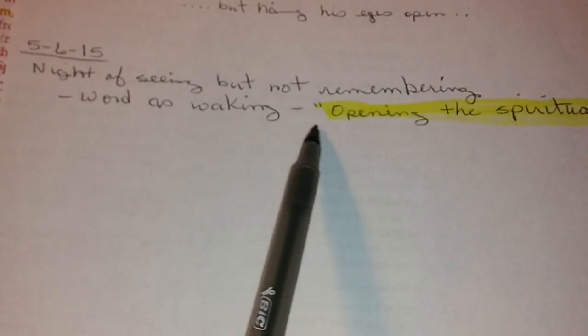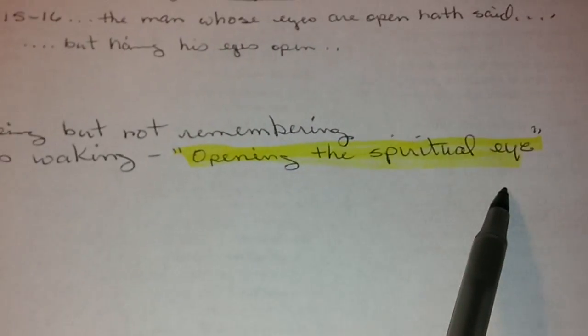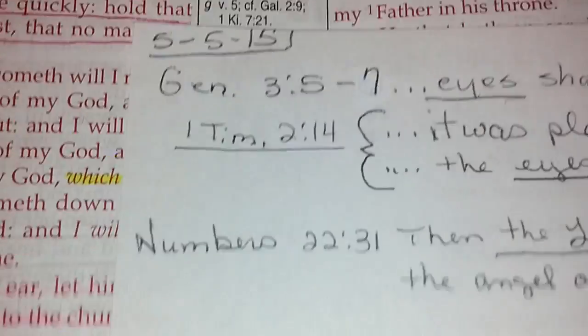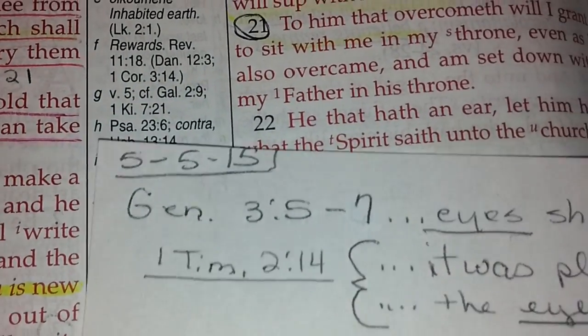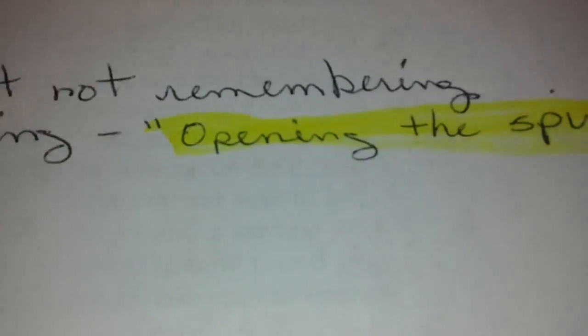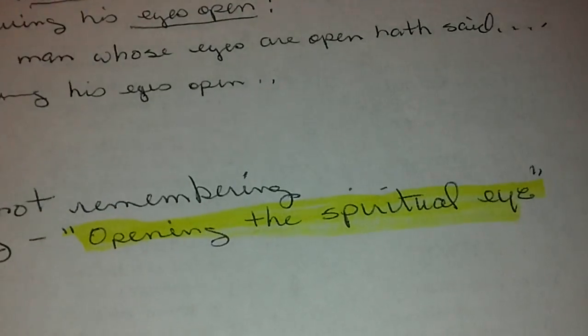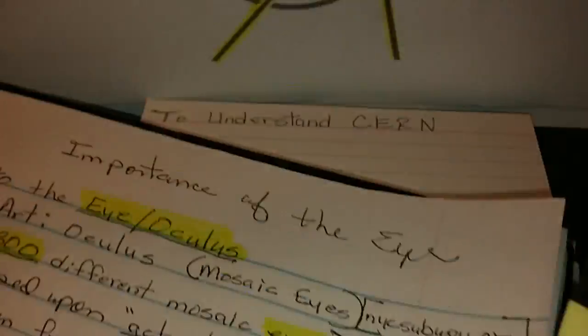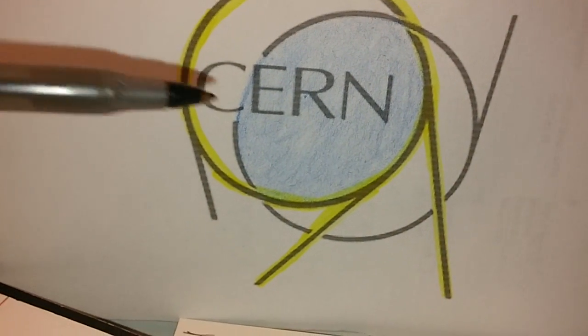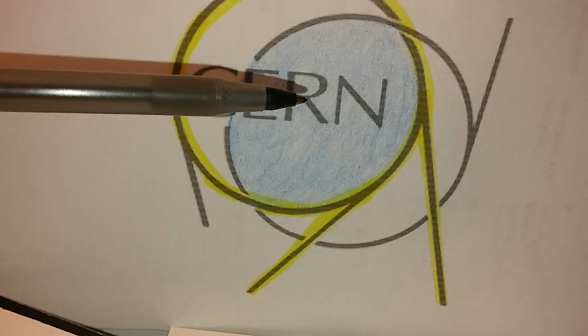The word that I got as I was waking was opening the spiritual eye. Okay, so I got the scripture on the 5th of May, and I got that word from the Lord on the 6th of May, opening the spiritual eye. And that is connected to CERN. That's why you see this eye in the middle and CERN in the middle of it.